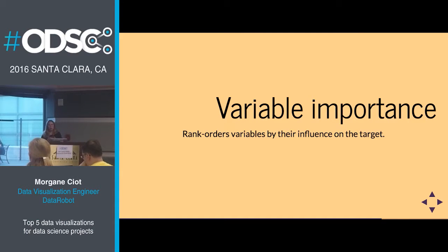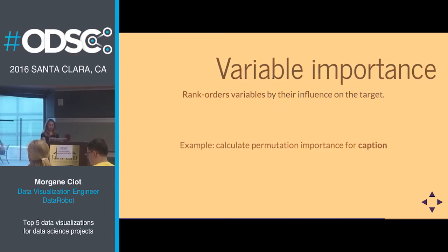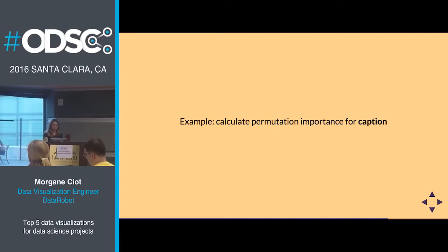So this is really important because, as I mentioned earlier in the talk, you want to be able to use visualizations to help drive future cycles of feature engineering. And variable importance can help you with that, since it gives you a list of important variables to look at, and you can go ahead and build new models using that. So let's look at a quick example.